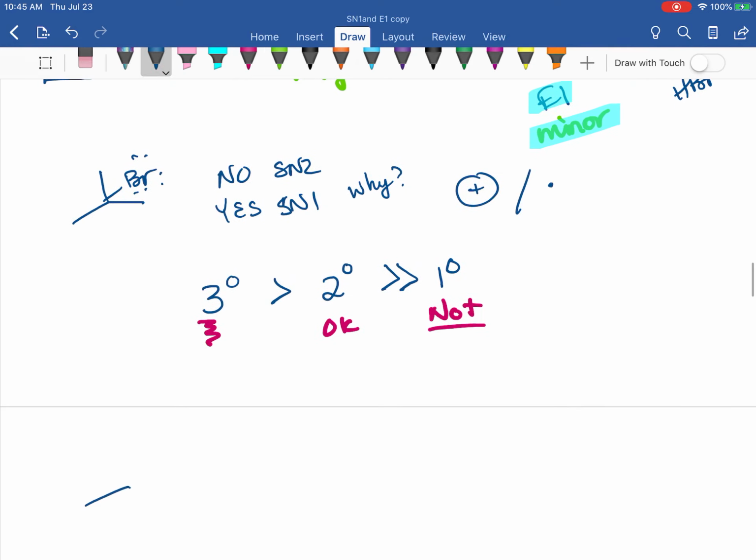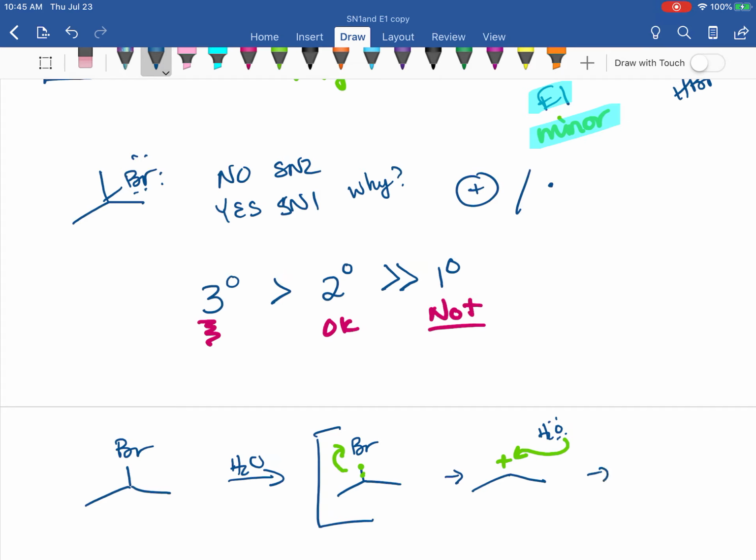So if I were to take a secondary carbocation and form that, could I form a secondary carbocation? Yes. So what would this process look like? Again, exact same mechanism. You have to lose your leaving group first. You are going to make your carbocation. Now that is the reactive species. And then if we've got water floating around, we're going to fill in that space. We are going to make a protonated alcohol.